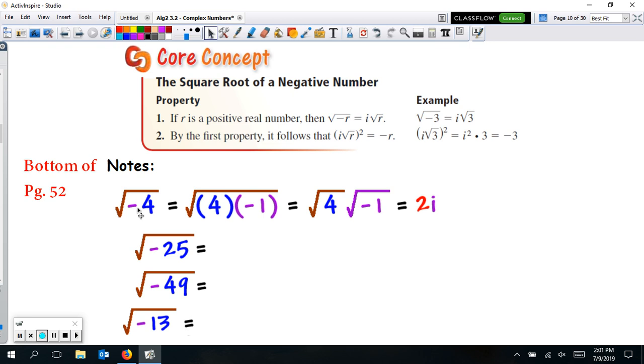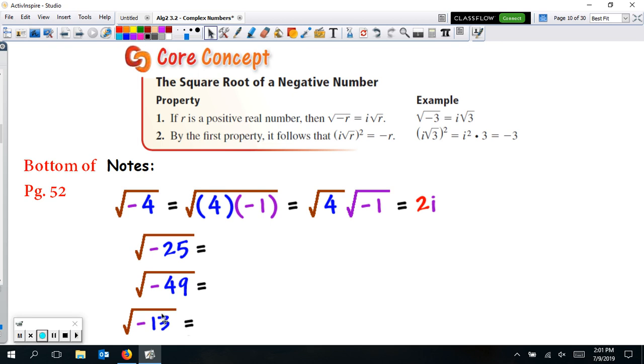You don't have to do all this part, but you can quickly see that if it's got a perfect square here, it's going to be that number. The square root of 4 is 2, but if it's negative underneath there, you're going to say that's an imaginary number. So the square root of negative 4 is 2i. Go ahead and do the next 3 here. Pause the video real quick and write these down and answer them, and just check your answers to see if you got them correct. See if you understand this.